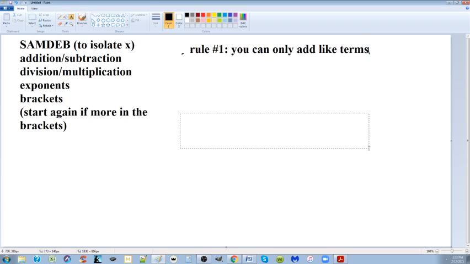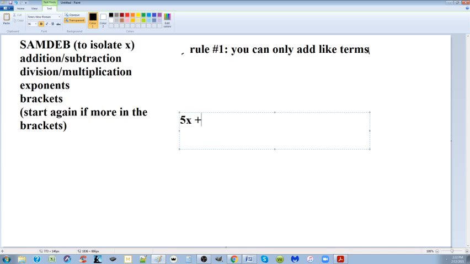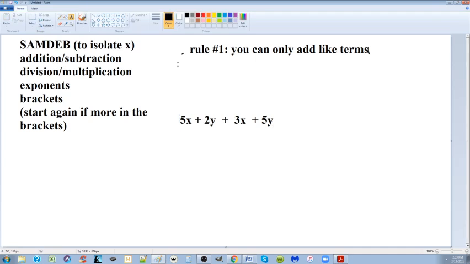I have 5x plus 2y. Oh, I'm using a different term. Just call it bananas. Plus 3x plus 5y. And it doesn't matter what it's equal to. Let's just say I want to know what that equals to. Well, spot the like terms. There's a banana and there's a banana. How many bananas do I have? I got 5 here, 3 here, so I have 8 bananas.